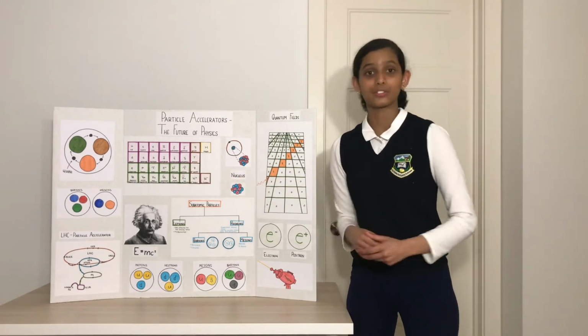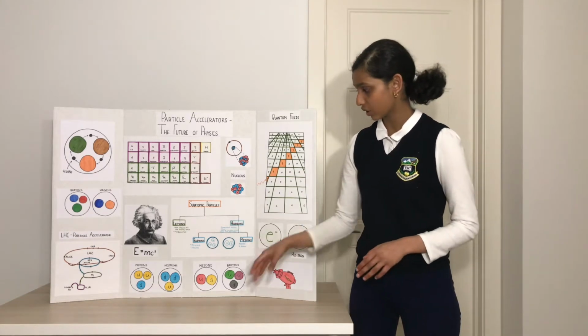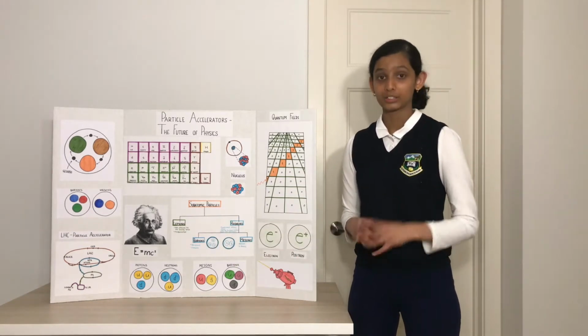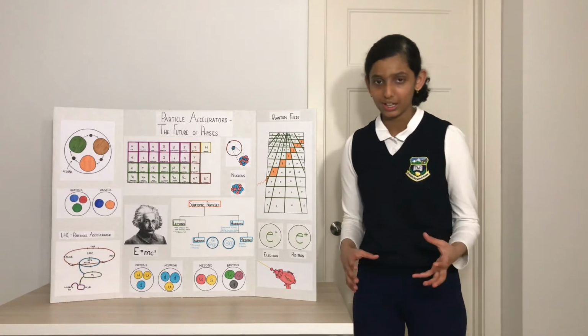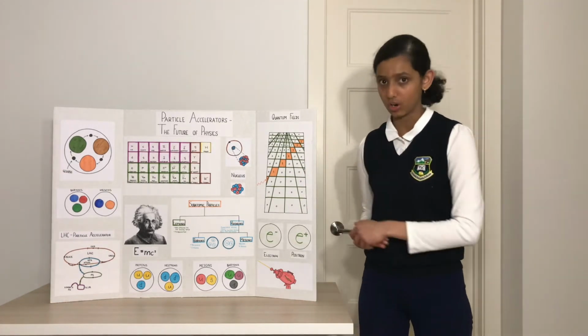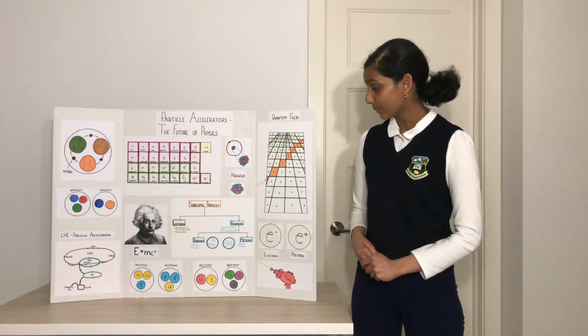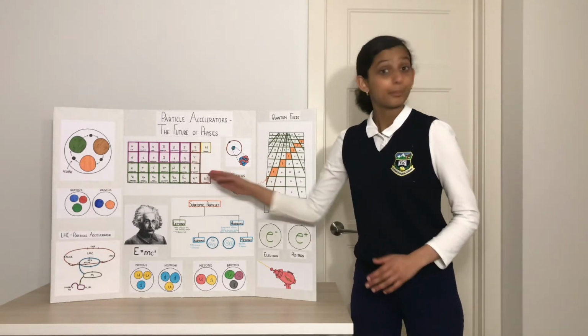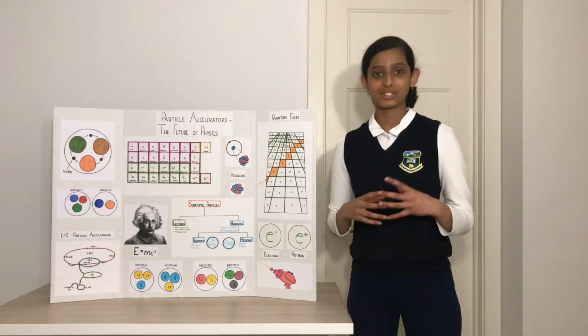Then we bring ourselves to the leptons. If you see this chart, you can see leptons here. Leptons are again fundamental, and they are not affected by a specific force called the strong force. Then we have the brown. These are the force carriers.